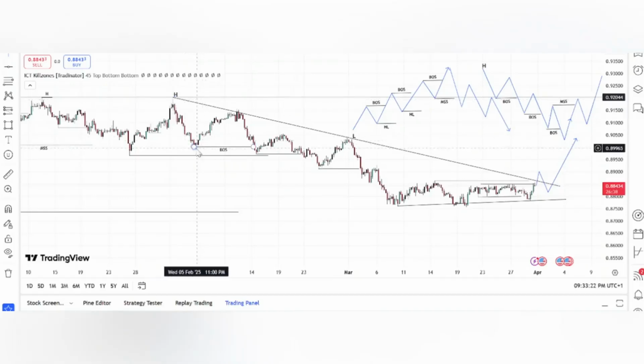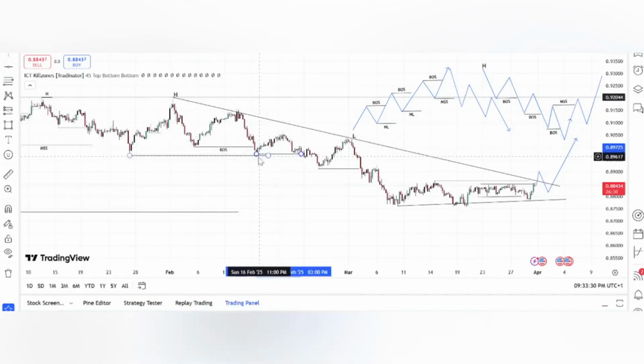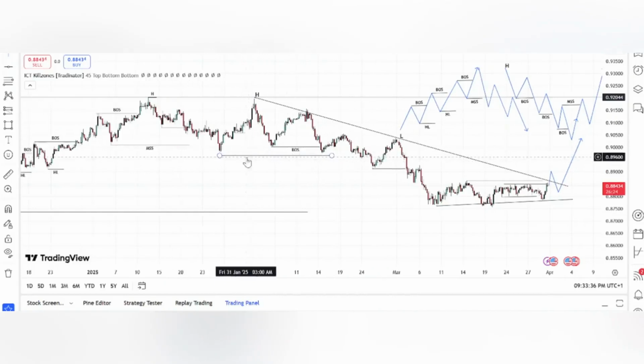A high, a low, a high, a low, a high. So where's the next low? After this high, okay, I'll delete this. So this was a market structure shift, this was a low, and then we call this a break of structure at this point.